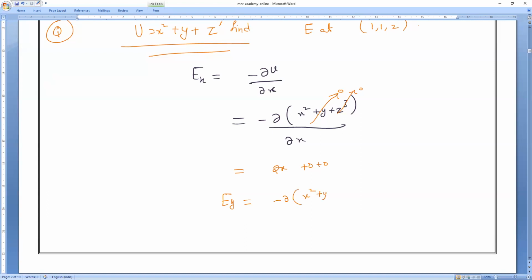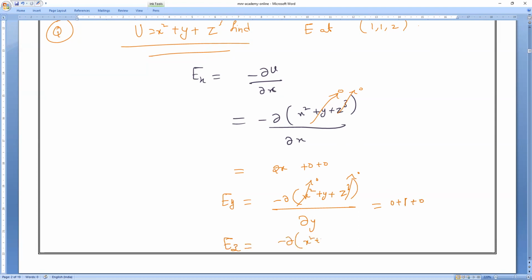X term and y term are there, z term will become 0. So dy: what will happen, everybody? X term will become 0, z term will become 0. So differentiation of y, how much? Differentiation of constant, everybody. 1. So next, z.